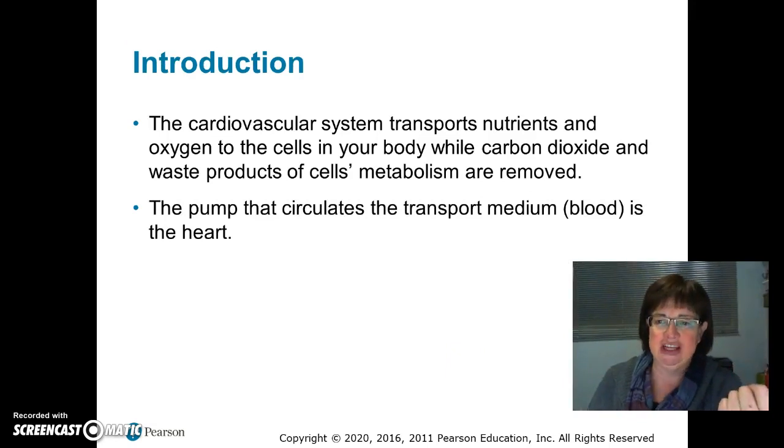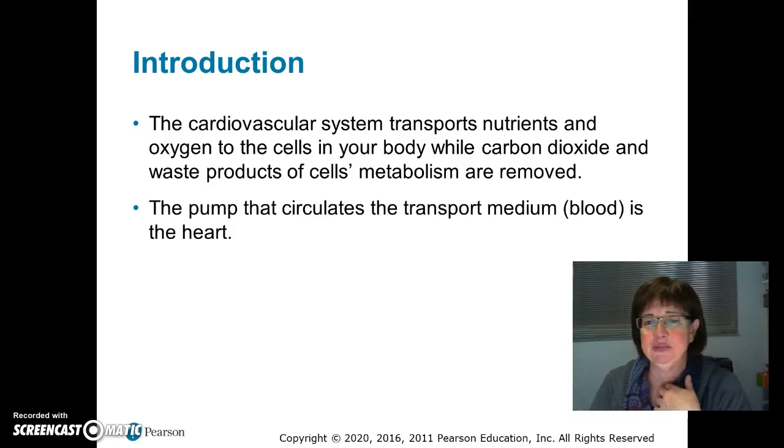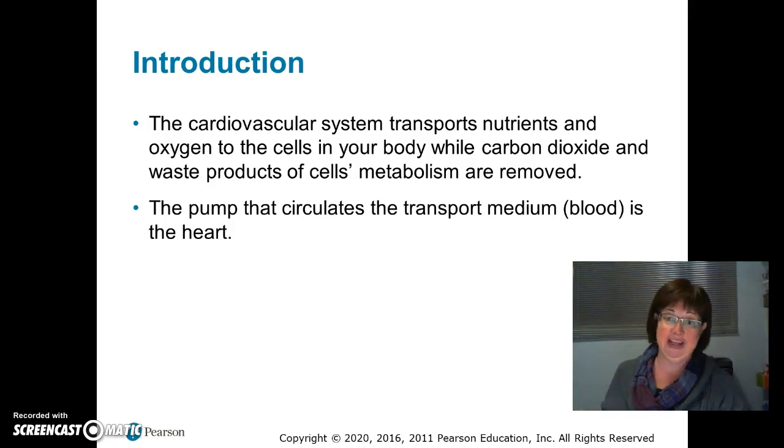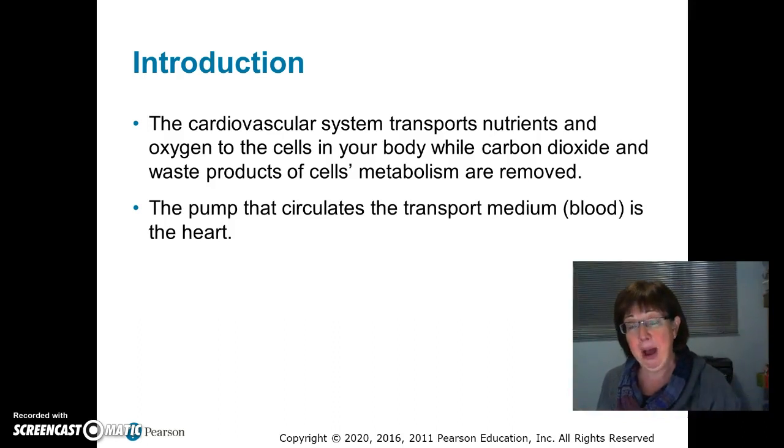Okay, so to begin with, we're going to talk about the heart and this cardiovascular system. The cardiovascular system is the means of transporting the nutrients and oxygen to the cells, but also to remove the waste, such as carbon dioxide and other products of cells' metabolism and take them away. And realize that the heart is the pump, or it's actually a double pump, to help move the blood around.